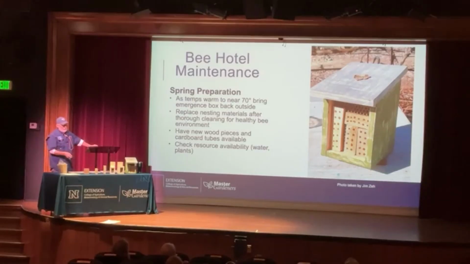I don't have to clean these tubes quickly. I just leave what I took out of the hive and leave it there all summer long. And there's fresh material for them to use in the bee house. You also want to check the resource availability. Is the water working? Do they have water? Are the plants flowering? Last winter, did you notice that plants flowered like all winter long? They just never stopped.